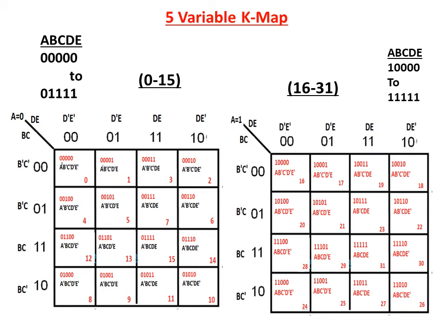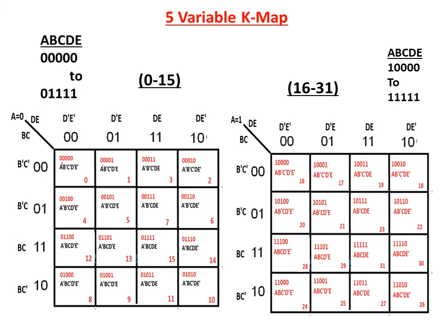5 variable K-map. In this 5 variable K-map, 2 power 5 is equal to 32. So 0 to 31 K-map cells are present. So here 2 4 variable K-maps are used. The first K-map, the cells are 0 to 15, and the second K-map, the cells are represented as 16 to 31.